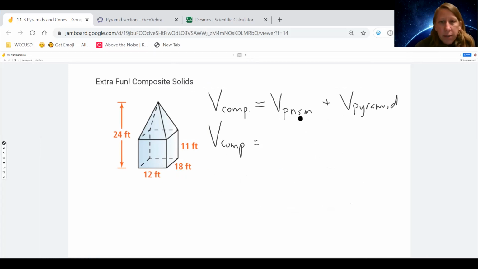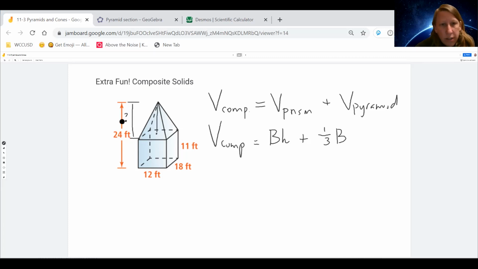So the prism is going to be base area times height. And then the volume of the pyramid is going to be 1/3. It has the same base area, but it's a different height. It's the height of the pyramid. So if the whole thing is 24, how much is the height stopping right here? How much is it from the apex here to right there?